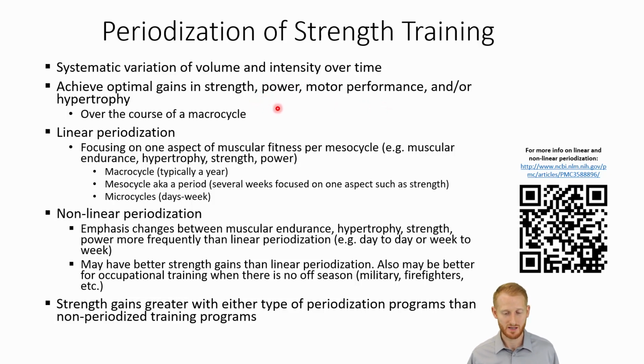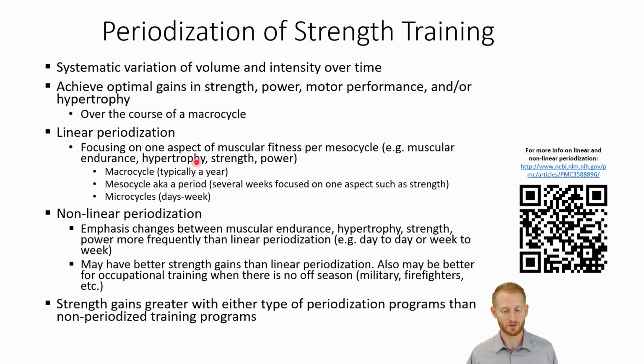Typically what you're going to do is split up your periodization into macrocycles, which would be typically a year or a season of training; mesocycles, which would be several weeks, oftentimes a month or 2 months; and then microcycles, which is typically days to about a week. And usually you're going to see people say 1 week is one microcycle.